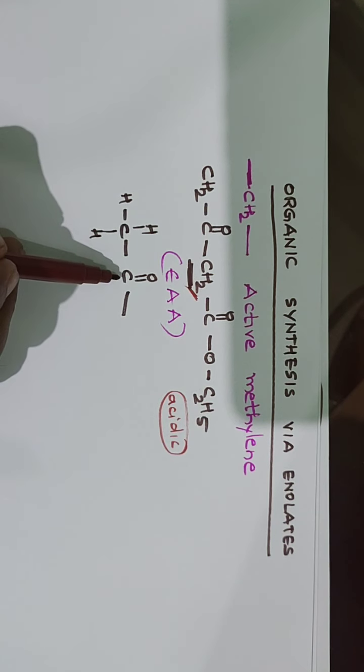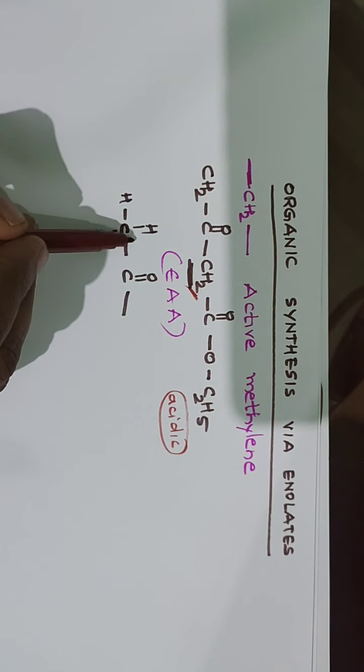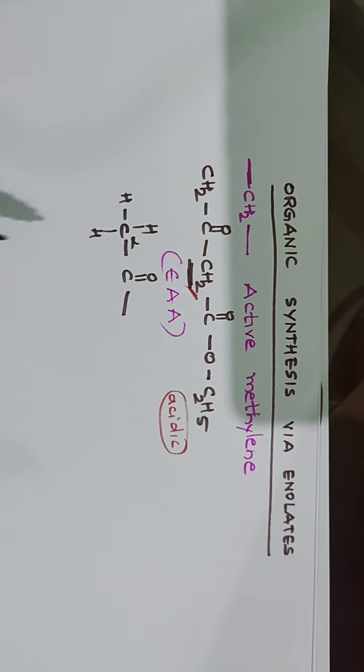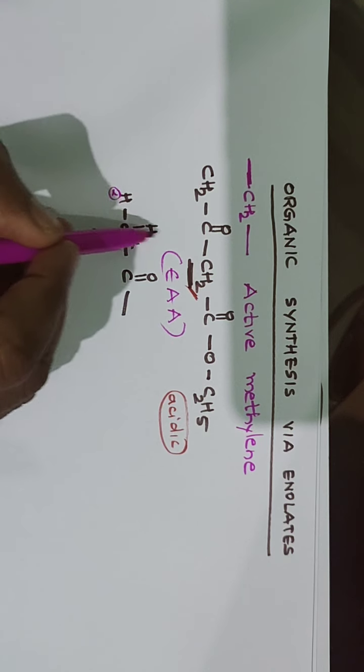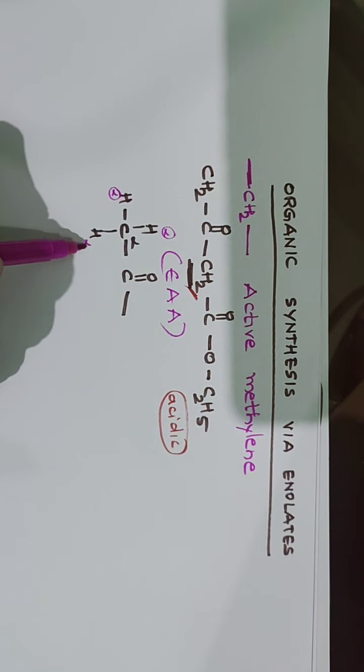So we have a carbonyl group here. The carbon attached to this carbonyl group is called the alpha carbon, and the hydrogens that are attached are called alpha hydrogens. So these are all alpha hydrogens. These alpha hydrogens are generally acidic in nature.